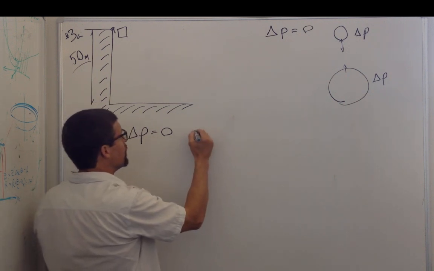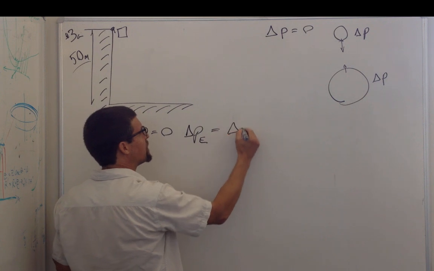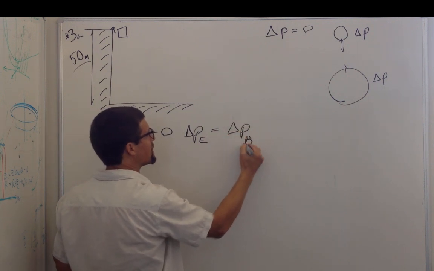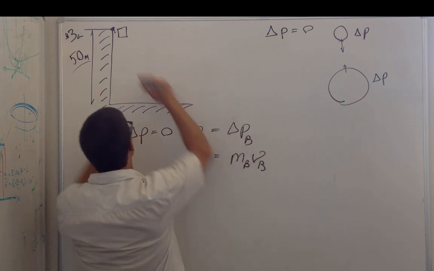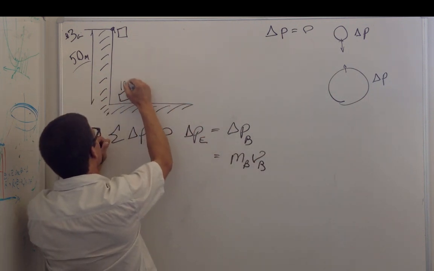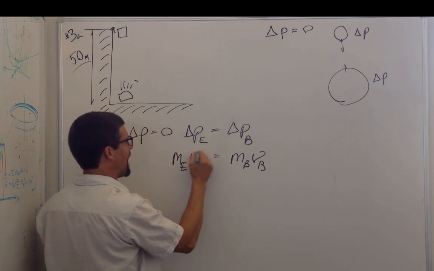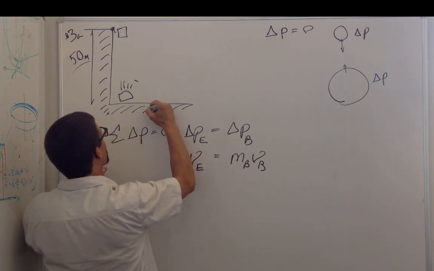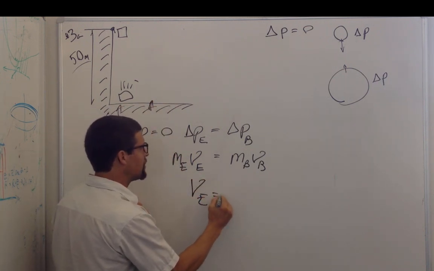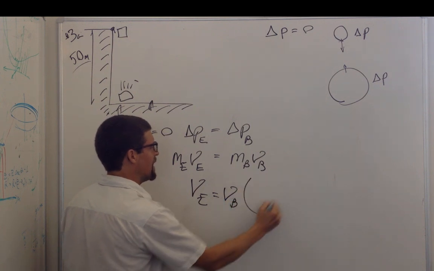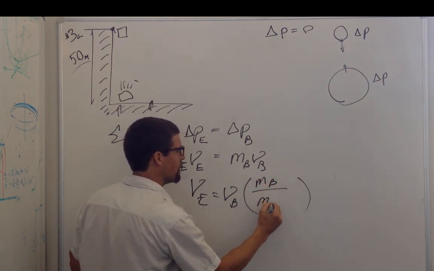And so the change in momentum of the Earth must equal the change in momentum of the box, or mass of the box times the velocity of the box that it picks up right before it hits, going very fast, is equal to the mass of the Earth times the velocity of the Earth as the Earth is moving up in this direction. So the velocity of the Earth is just equal to the velocity of the box times the ratio of the masses, the mass of the box and the mass of the Earth.